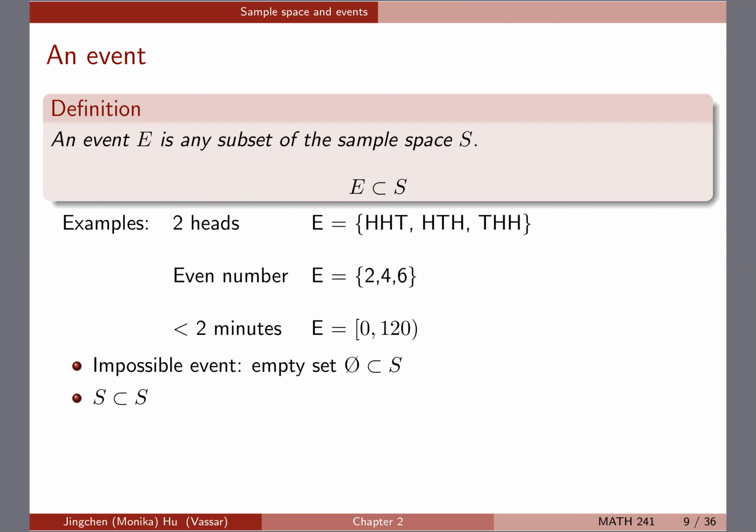Few other things to notice. It's possible to have an impossible event, and we're just going to use this notation as empty set. An empty set is a subset of any sample space. Lastly, it's possible that your event is the original sample space, and we also have the notation that S is a subset of S itself.